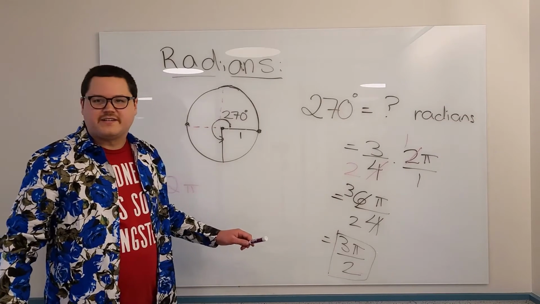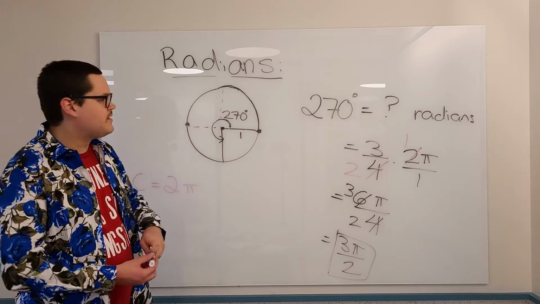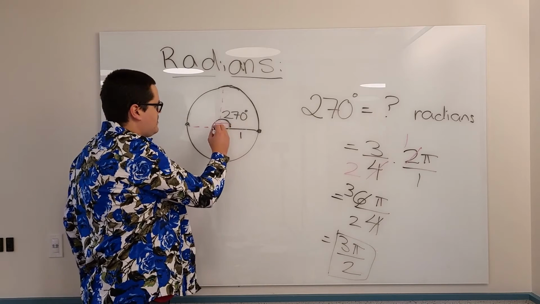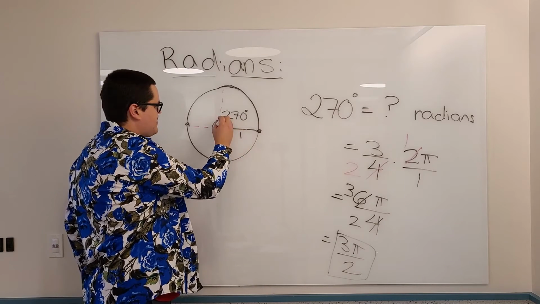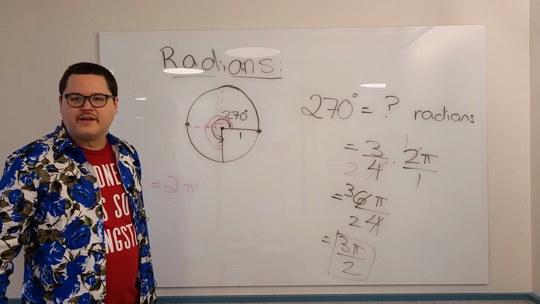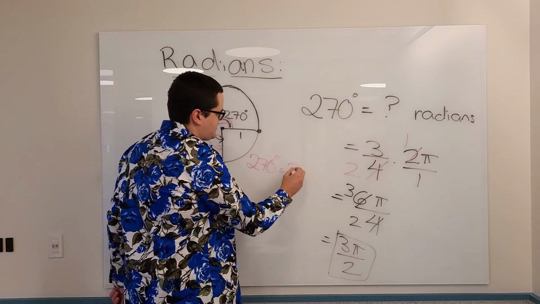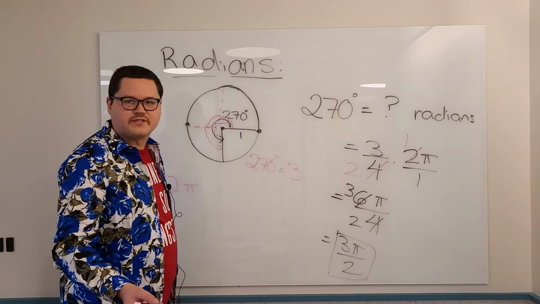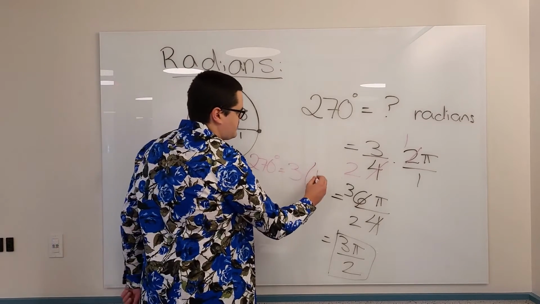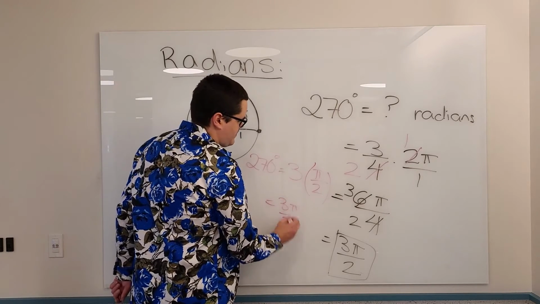Now the other way to see this is to think of this as being 3 right angles. So 270 degrees is this right angle, followed by this one, followed by that one. So therefore, it's 3 times the measure of a single right angle, which we saw before was pi over 2, and that gives us 3 pi over 2.